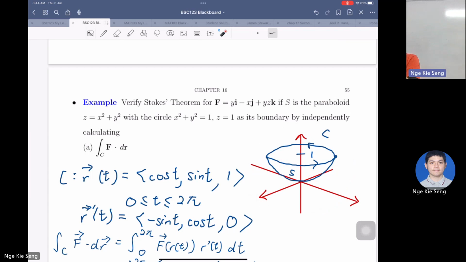Can you understand this diagram or not? Sorry? A ball, yeah, a ball. Okay.